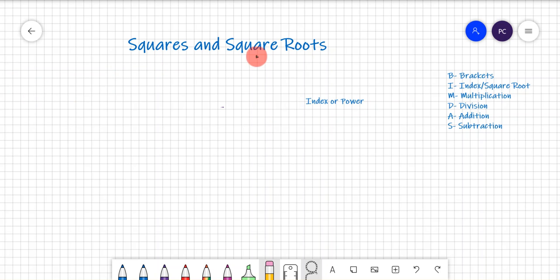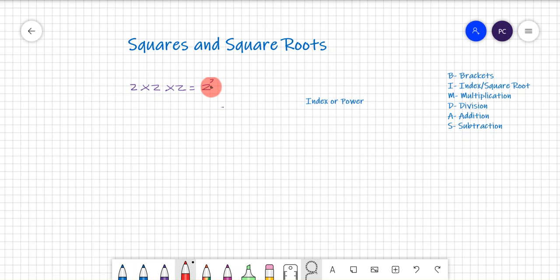So squares and square roots, we're going to start to look at this now in this lesson. So if I was to take, for example, something like 2 multiplied by 2 multiplied by 2, okay? What I can do is write this in what's known as index or power form. So what does that look like? It would be equal to 2 to the power of 3, okay?